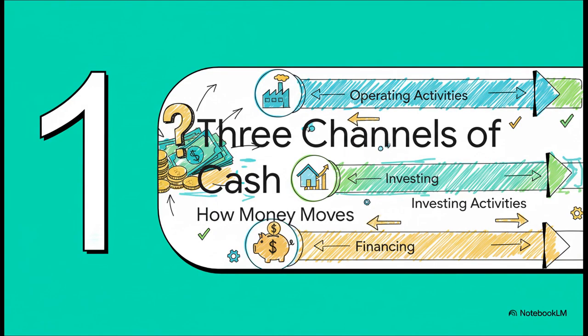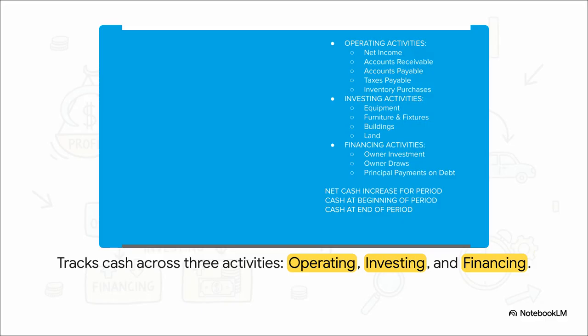So how does it actually do that? Well, it's pretty clever. It breaks down every single cash movement in your business into three simple logical categories, or channels, if you will. Once you get these three channels, the whole statement just clicks into place. And here they are: operating, investing, and financing activities. You can think of these as three different buckets, and every cash transaction your business makes, literally every single one, gets sorted into one of these three buckets.